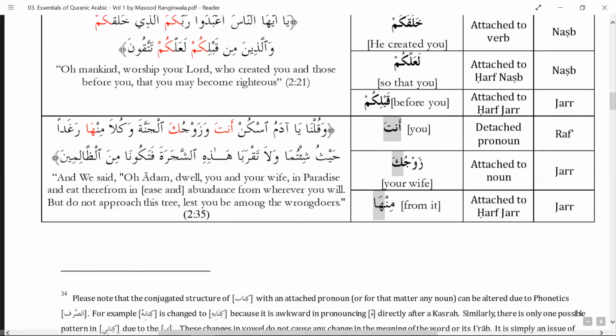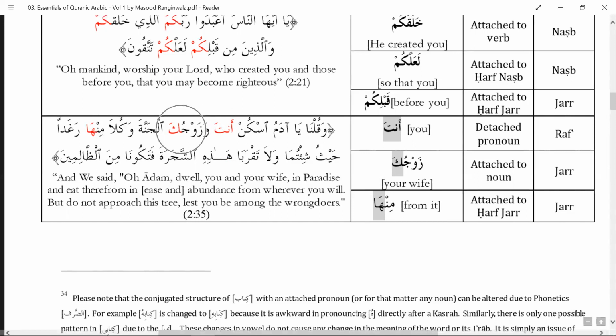Anta. Anta is nowhere in the table of attached pronouns. So this is a detached pronoun. It's a separate word by itself. And detached pronouns are always rafa. They are doing the action. Okay. Uskun anta. Dwell you. So you dwell. It's a detached pronoun, so it's rafa status.